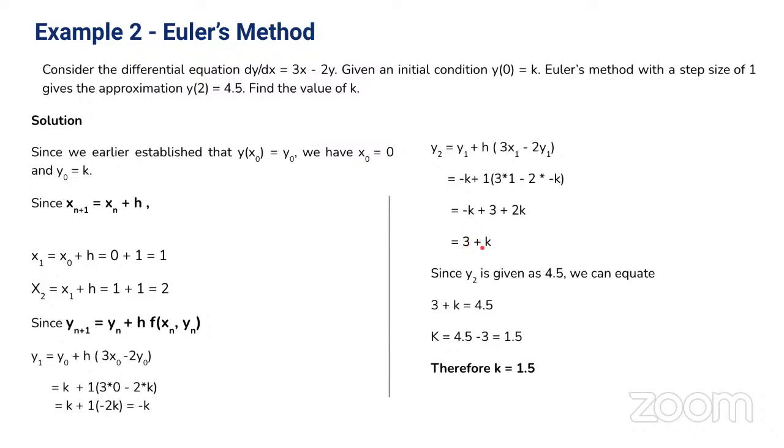But remember, we have been given our y2 earlier as 4.5. So since our y2 is 3 plus k, and we are trying to determine the value of k, we equate 3 plus k to 4.5. When we make k the subject of the formula, our k is 4.5 minus 3, which is 1.5. Therefore, the value of k is 1.5.